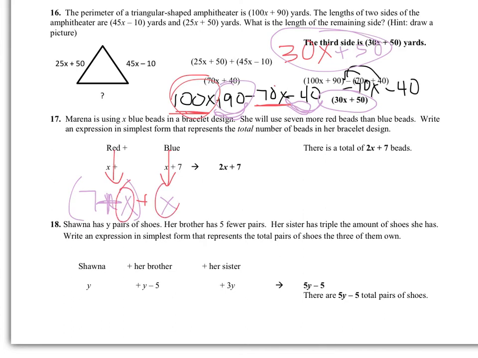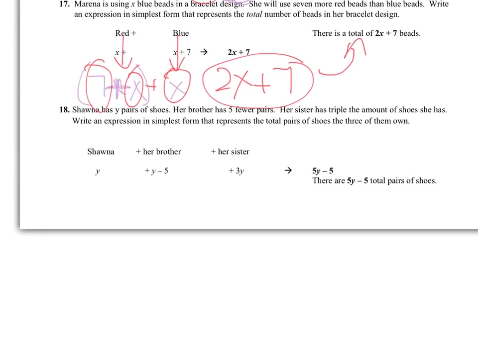Okay, so X plus X is 2X. Tack on the 7 plus 7. So there are a total of 2X plus 7 beads. And again, word problem, write it out. Okay, let's move right on.